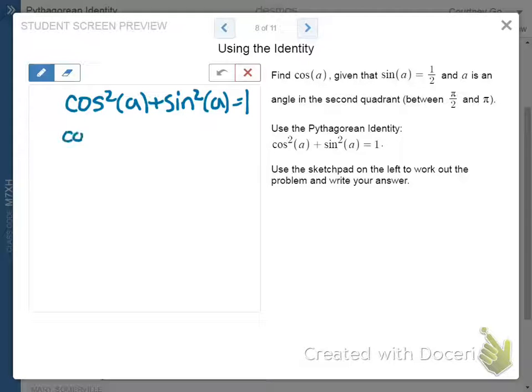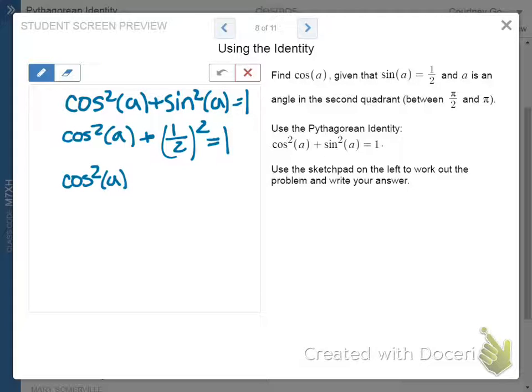So I'm going to go ahead and plug in 1/2 for sine. But remember, in the identity, it's sine squared. So I'm going to do 1/2 squared. When I square the fraction, I square the numerator and the denominator. So this is 1 squared, which is just 1, over 2 squared, which is 4. Okay, so I have cosine squared of A plus 1/4 equals 1.